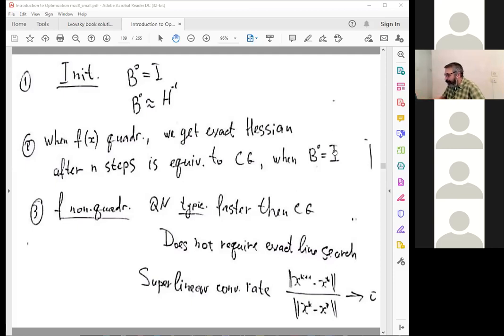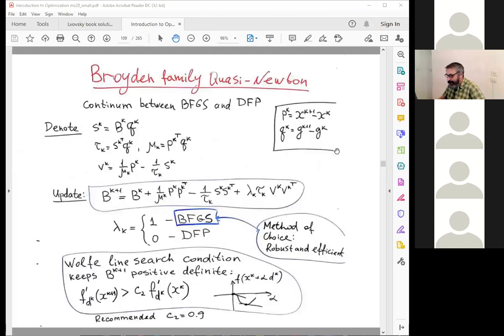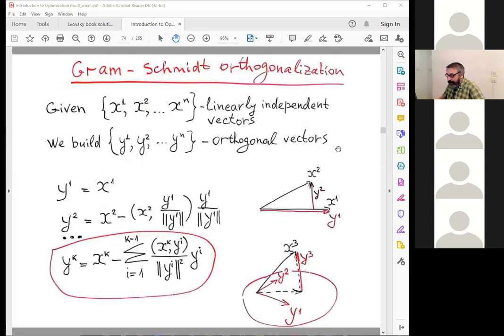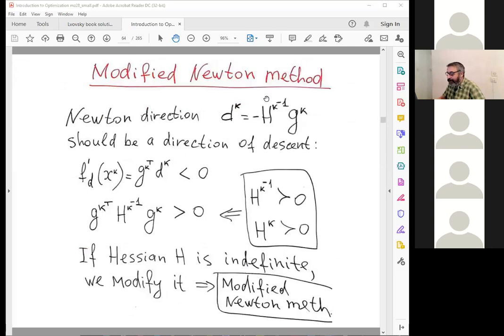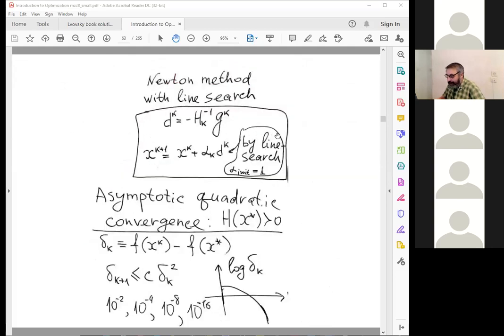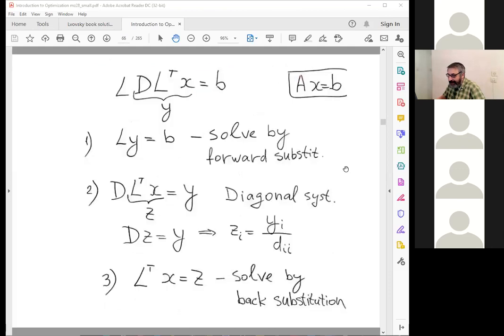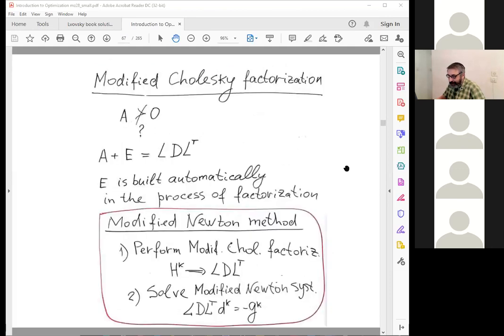I want to go to Newton method. Is it the right thing to do now? Yes, okay. Let's go. Modified Newton method. This was our topic. The basic Newton method really requires inversion of the Hessian as written here. But modified Newton does an interesting thing. You should maybe go again through this lecture, or let's discuss it now.